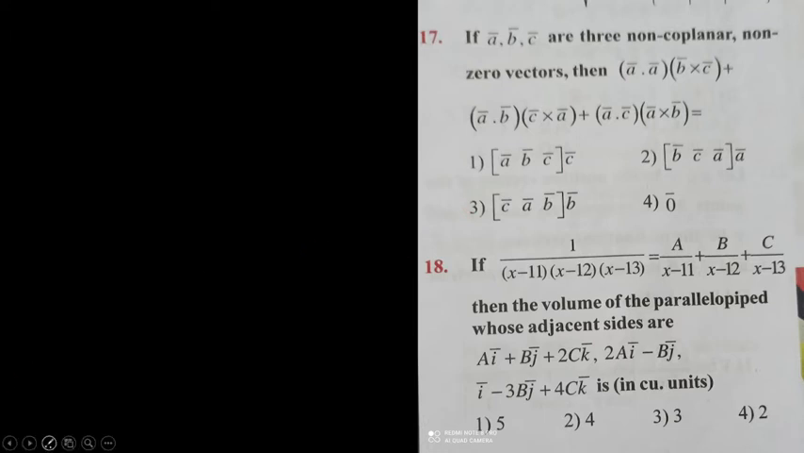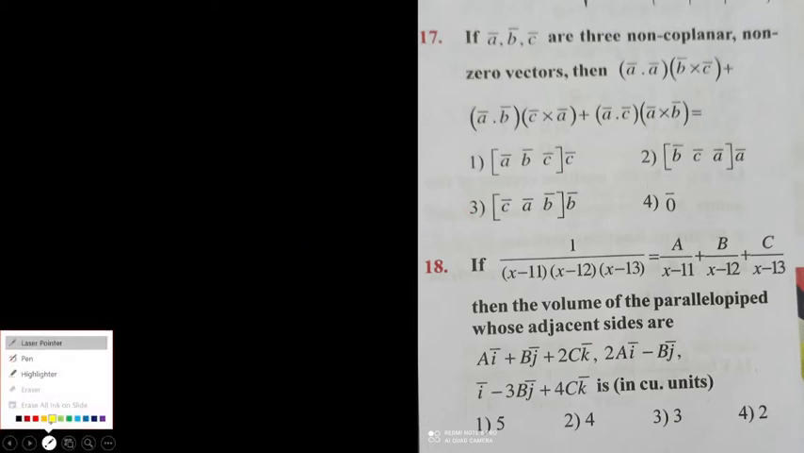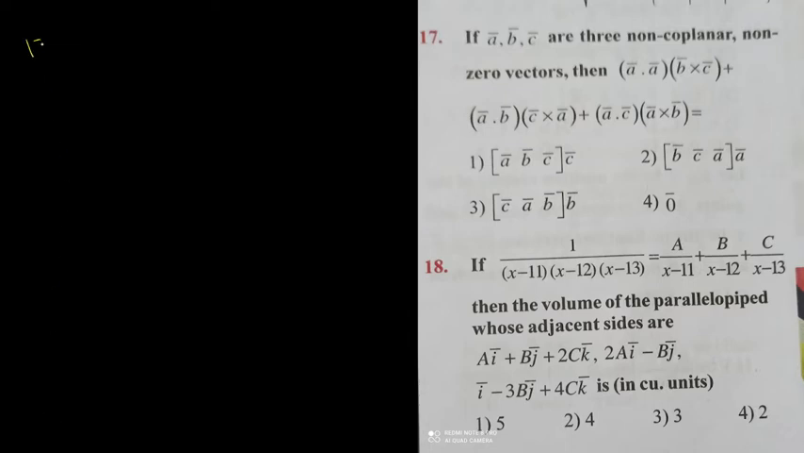In this question, I am giving some values for a bar, b bar, c bar. All three are non-coplanar vectors, so I am taking them by assuming this. Let a bar equal i bar, b bar equal j bar, and c bar equal k bar. I am going to verify this.